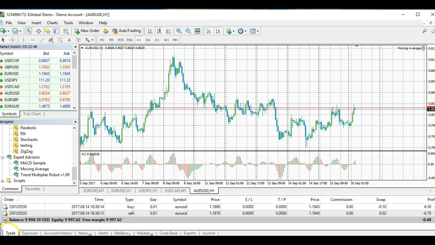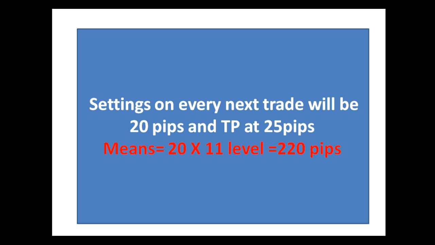All right. So our settings will be every next trade at 20 pips, and our TP will be 25 pips. This is for losing trade. So if you have 20 pips multiplied by your 11 levels, remember the previous training we are using level 11, right? It is equivalent to 220 pips. So we will see whether your currency pair is able to cope with the 220 pips.